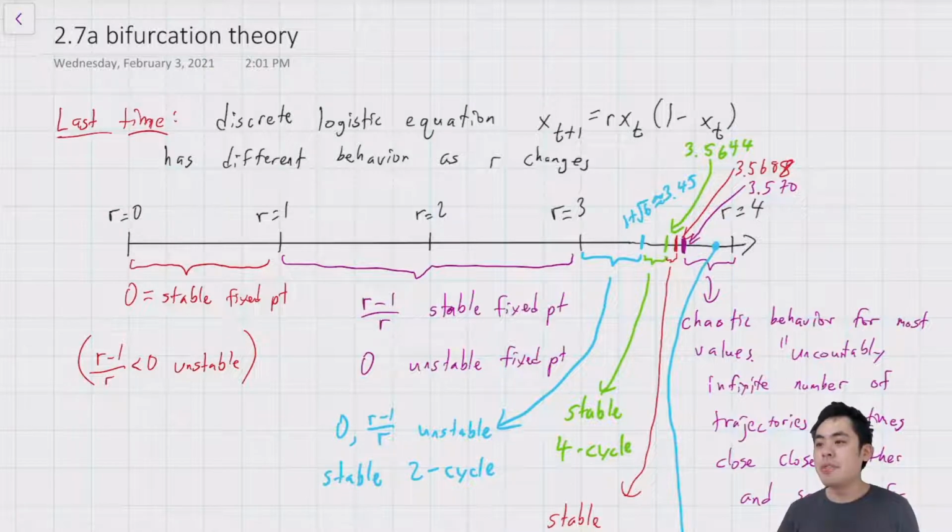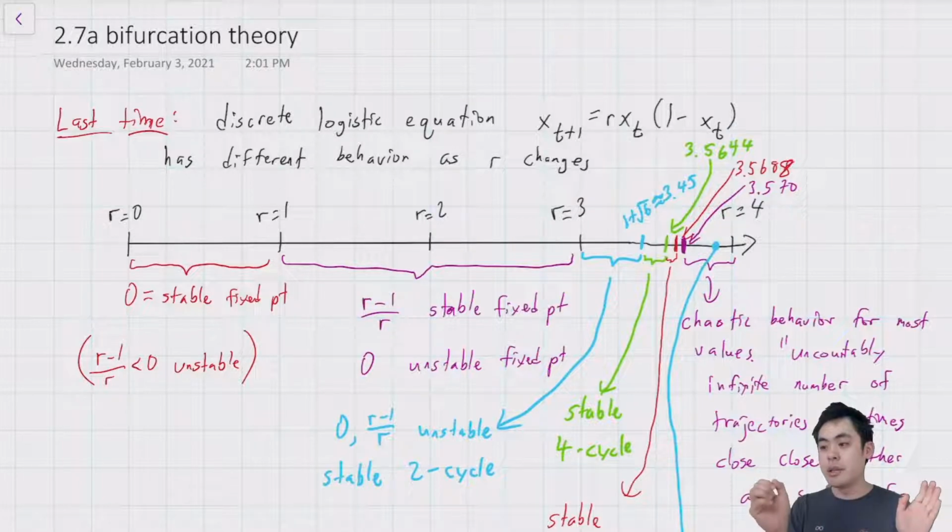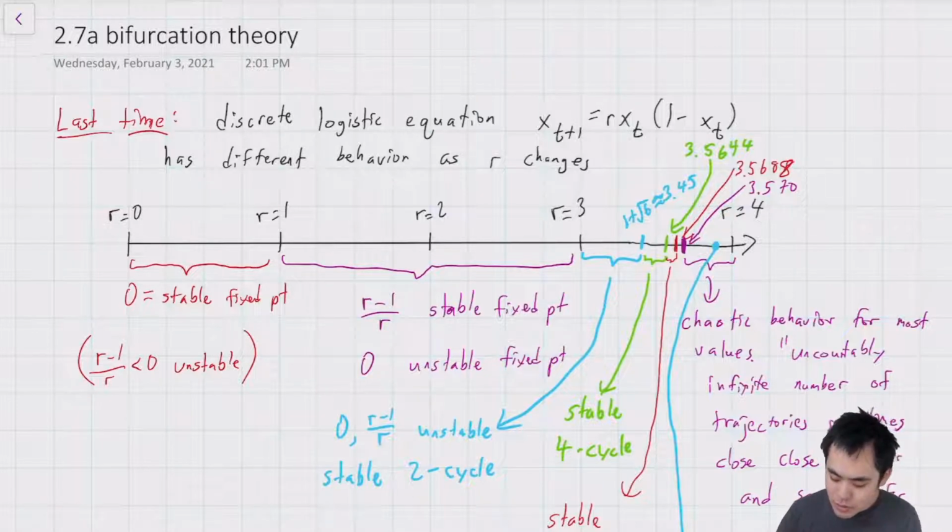But then we have this period of cycle doubling. A stable fixed point you can think of as a 1 cycle. And then between 3 and about 3.45, you have a stable 2 cycle, and the 1 cycle becomes unstable. And then you have a 4 cycle, and then an 8 cycle, and then a 16 cycle, and so on. And it keeps on going, asymptotically, as you get closer and closer to this critical point, which I'm going to call R_c, which is about 3.57.